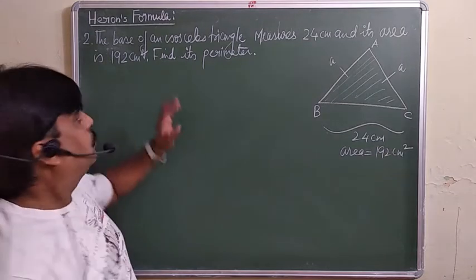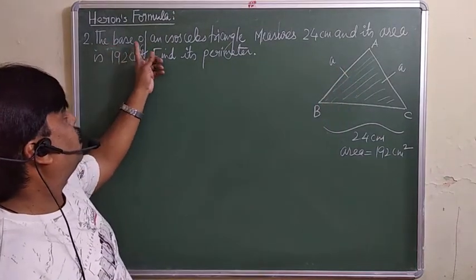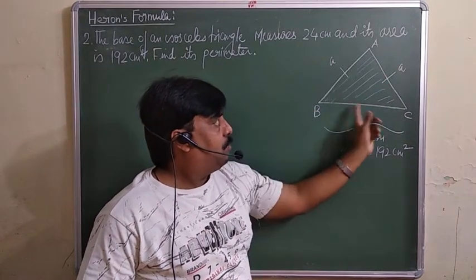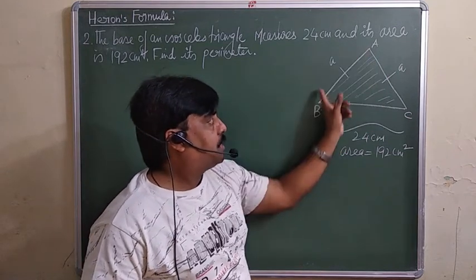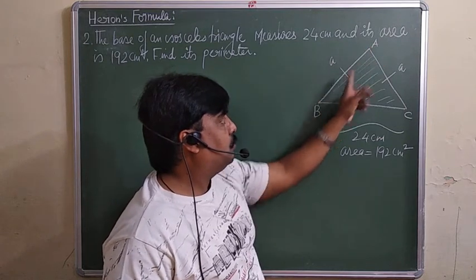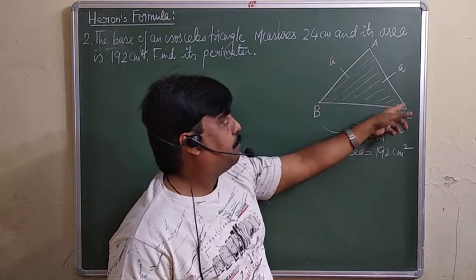Yes. Now the question is, there is a triangle ABC which is isosceles. The base of this isosceles triangle is given as 24 centimeter, and the area of this triangle is also given. Base is given and area is given. We are interested to find the perimeter. If we talk about the perimeter, it means we want to know the sum of the sides AB plus BC plus CA.